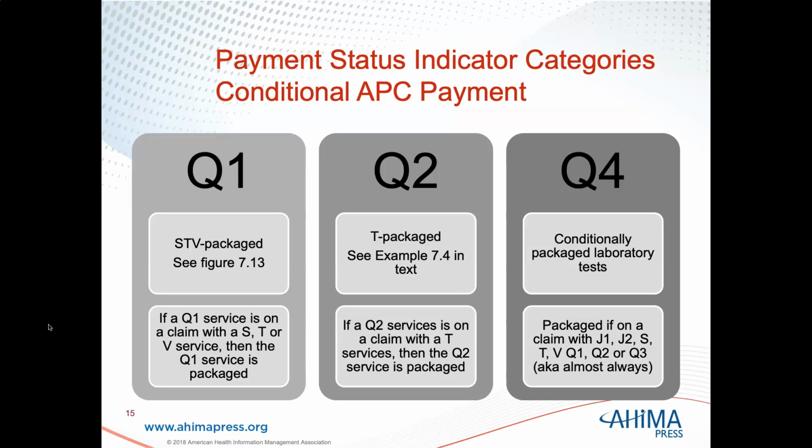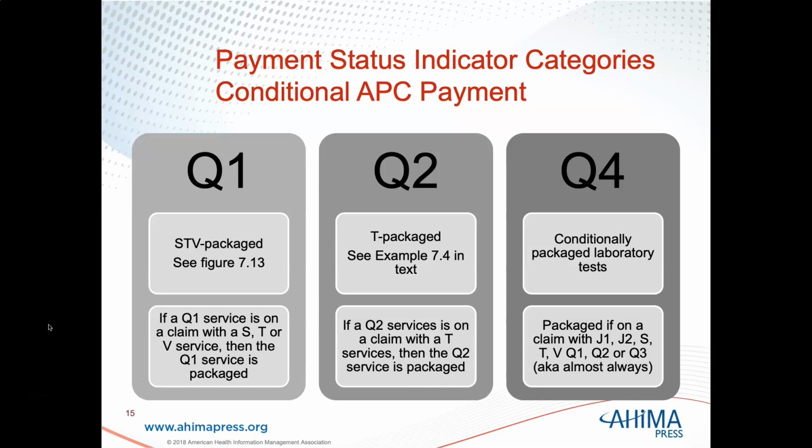The first are Q1 or STV packaged items. This is when an ancillary service with a patient status indicator Q1 is reported on the same encounter as a service with an SI of S, T, or V. Then the ancillary services package. But if the ancillary service is performed without any service that has an SI of S, T, or V, then the payment is provided for the ancillary service.